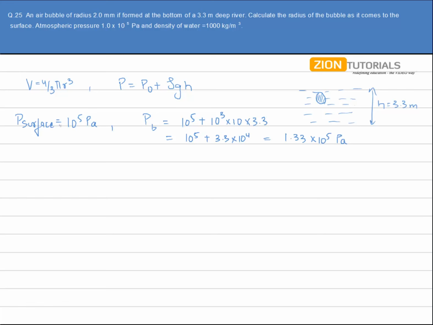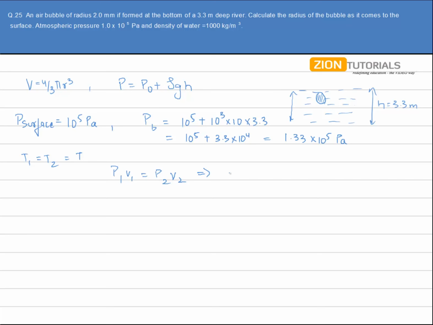Now it is saying calculate the radius of the bubble as it comes to the surface, and the air bubble of given radius is formed at the bottom. So at the bottom, the volume is given. If we assume that the temperature is uniform, that means T1 equals T2 equals T. And the number of moles of gas in the bubble will be constant because no gas is escaping from the bubble. So I can very well say that P1V1 equals P2V2, right? I can use this equation.